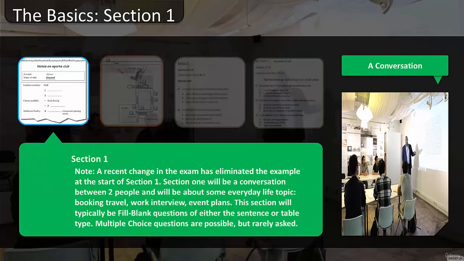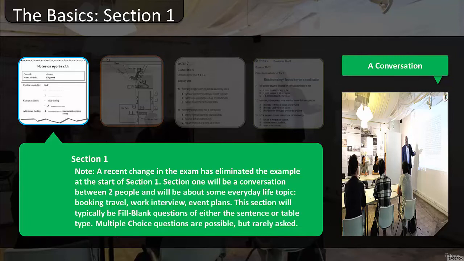So let's look at section number 1. First of all, please note that there's been a recent change in the exam where they have eliminated the example at the start of section number 1. I really think that they started doing this because students used to use the time for the example to read through section 2, section 3 of the exam. And so they kind of wanted to eliminate that.